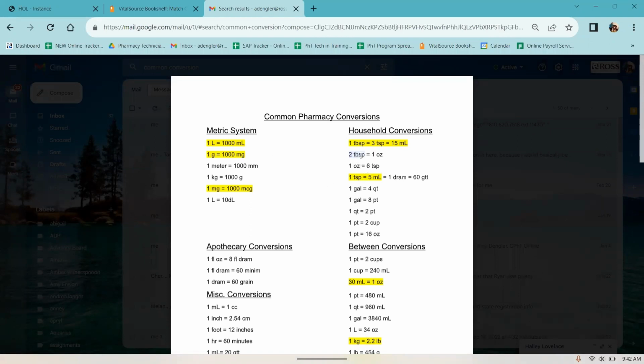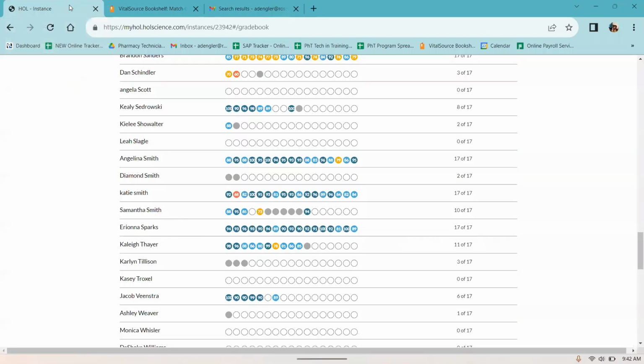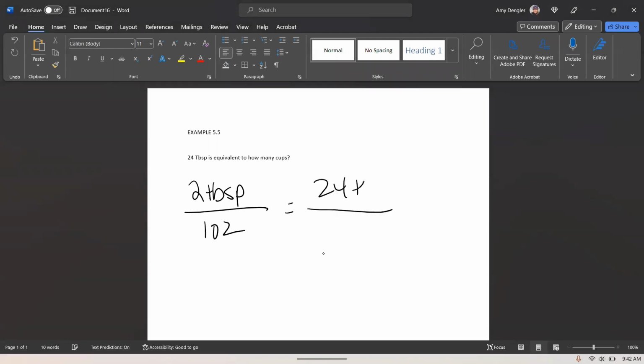First, we're going to use the 2 tablespoon equals 1 ounce. We're going to convert it to ounces, and then we're going to convert the ounces to cups. So we said 2 tablespoons is equal to 1 ounce. And we have 24 tablespoons. So how many ounces is that?